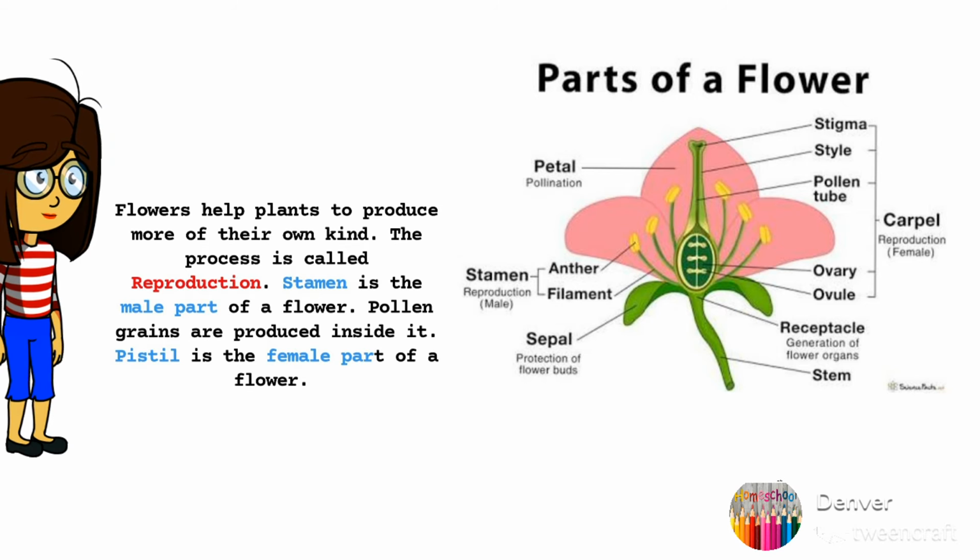Then the colorful part is the petal. The green part is the sepal, which protects the flower buds. And the other two parts are the receptacle and stem. So these are the parts of a flower. Now let us see how the pollen grains are transferred and how a fruit is formed.